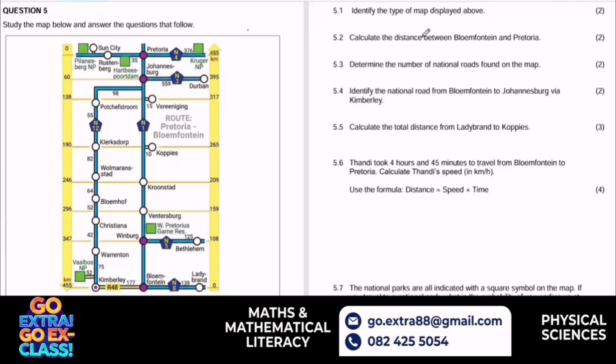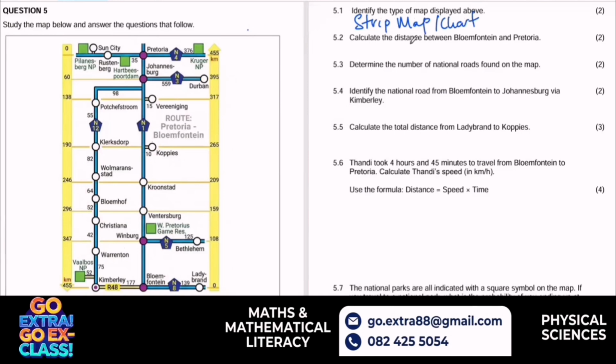I think you have guessed it correctly, guys. This is a strip map. Yes, you've guessed it correctly. Or if you say chart, it's still okay. That is the correct answer for 5.1.